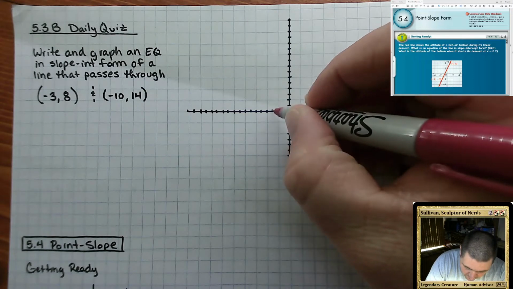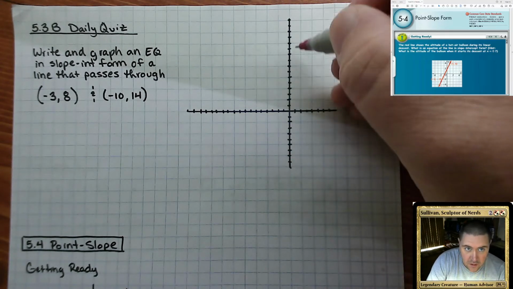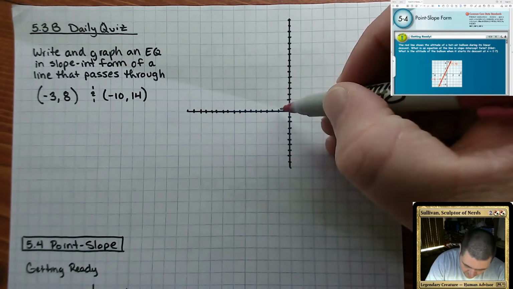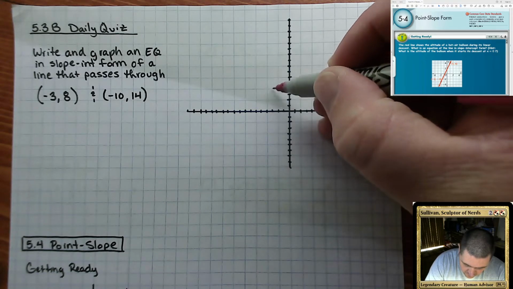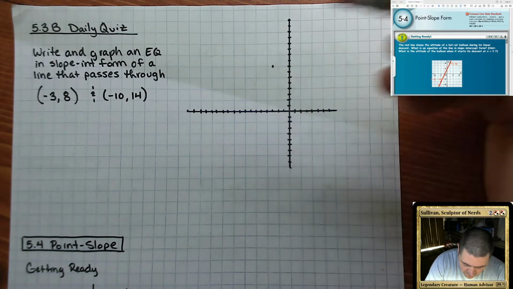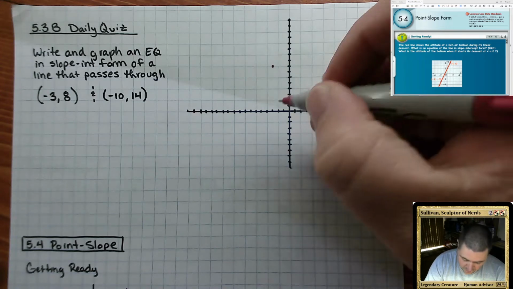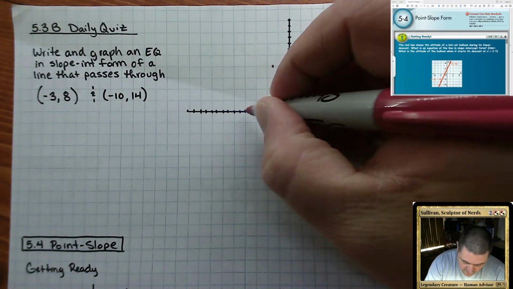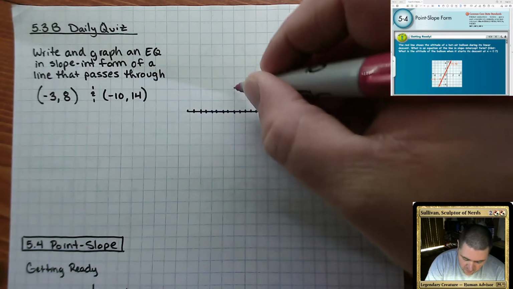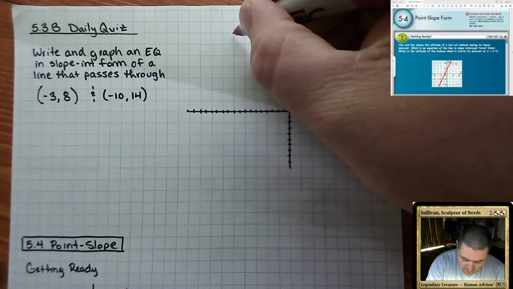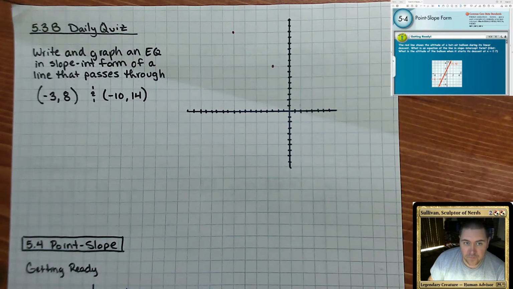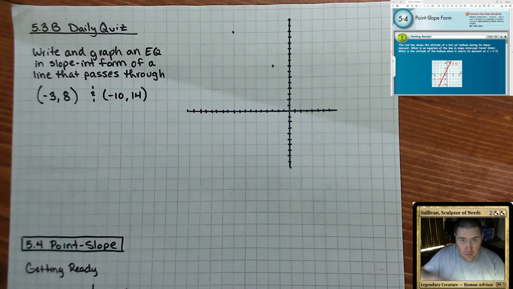Go back to -3, 8. See, I'm going by each box is worth 2. So -3, 2, 4, 6, 8. And the point -10, 14. So back 2, 4, 6, 8, 10. Up 14, 2, 4, 6, 8, 10, 12, 14. So I just make a line through there.